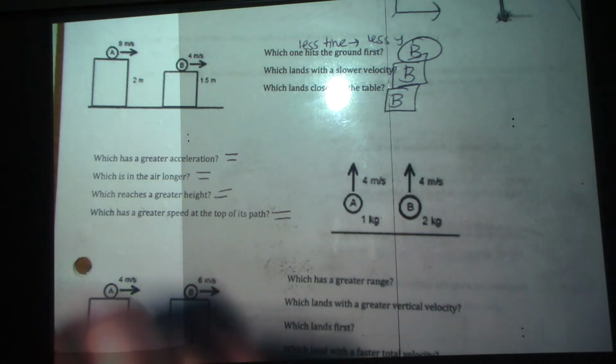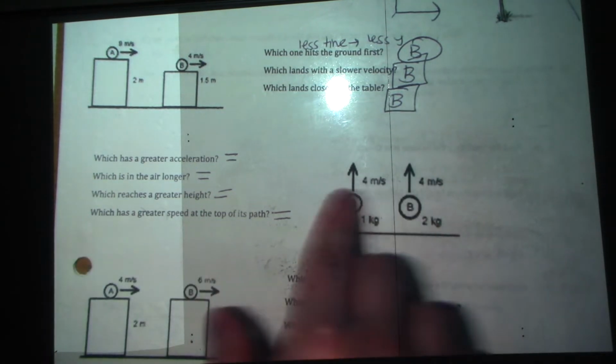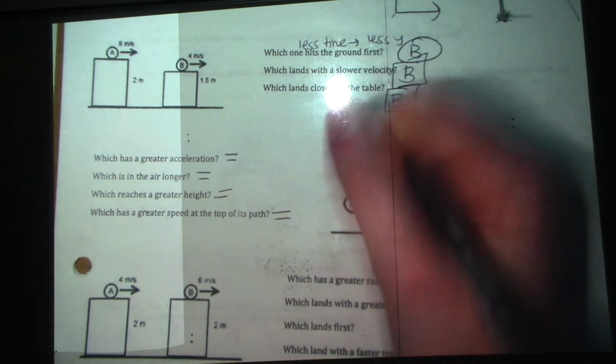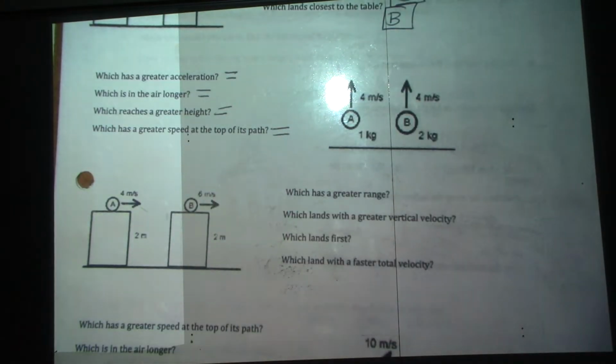And I showed you with the demo at the front, right? Paper goes slower not because it has less mass, but because of air resistance. So if I crumple it up, it's actually going to fall at the exact same rate. And we're ignoring air resistance in all of ours.